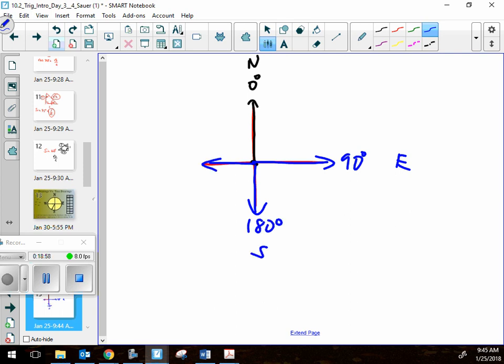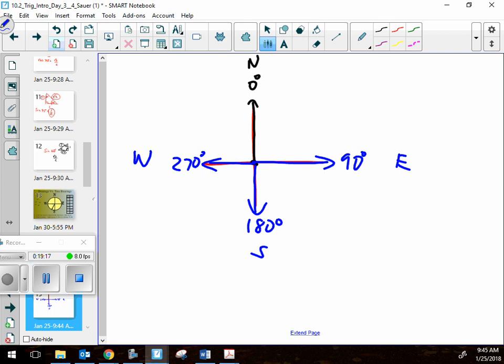And how about this way? 270, and that's east. Now, sorry. It's okay. I just said what I heard, and it's easy to make that mistake. All right, so now, there we go. So I think you get the idea.